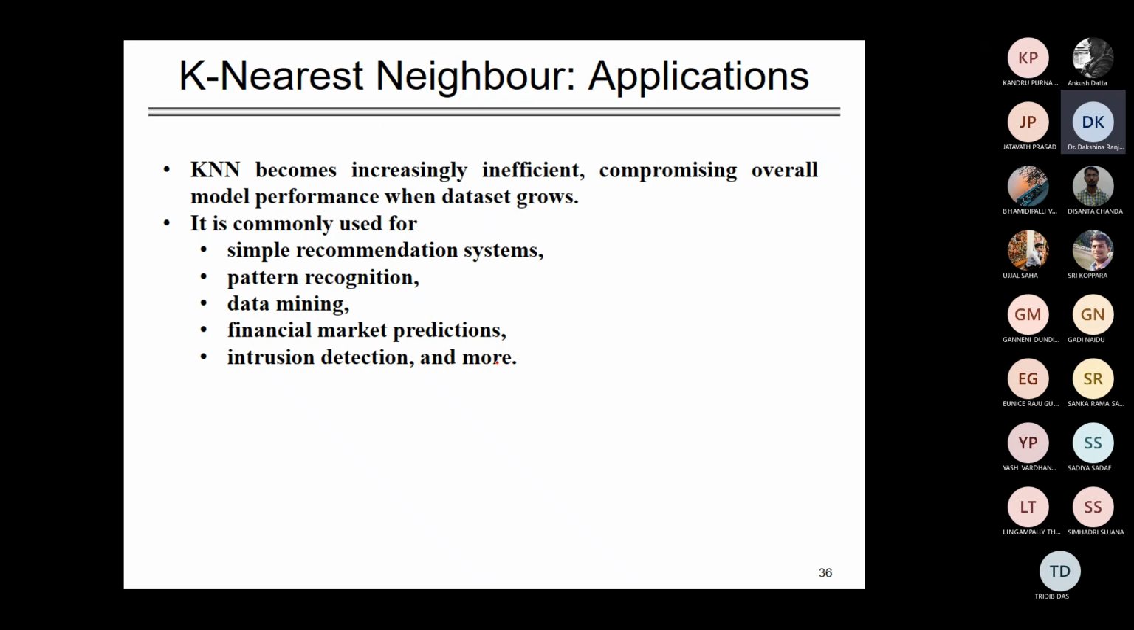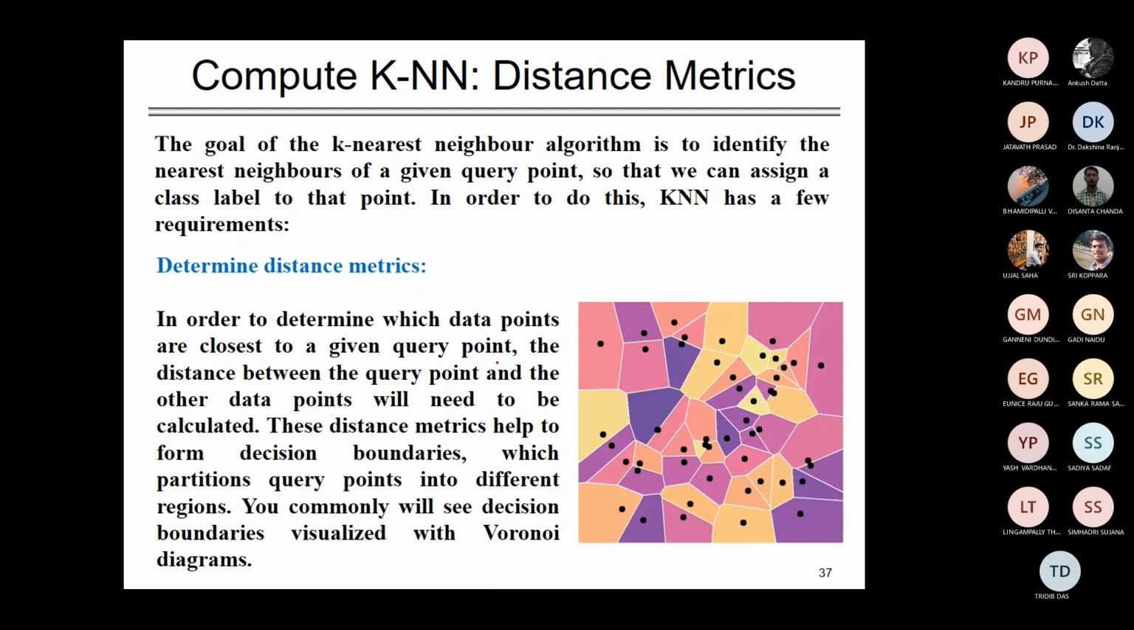So these are the different applications of the k nearest neighbor algorithm. Now we will compute the k nearest neighbor using a distance matrix. The goal of the k nearest neighbor algorithm is to identify the nearest neighbors of a given query point, so that we can assign a class label to that point.